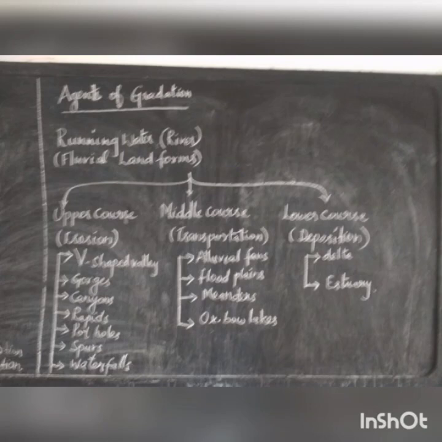Then, what is the meaning of canyons? A deep gorge with steep sides that runs for hundreds of kilometers is referred to as a canyon. For example, the Grand Canyon of the River Colorado in the United States of America.